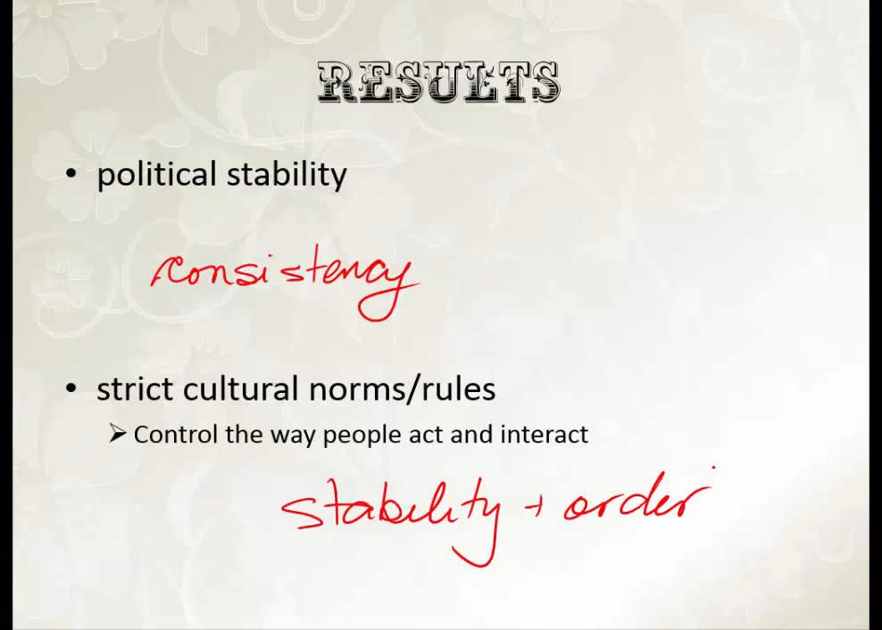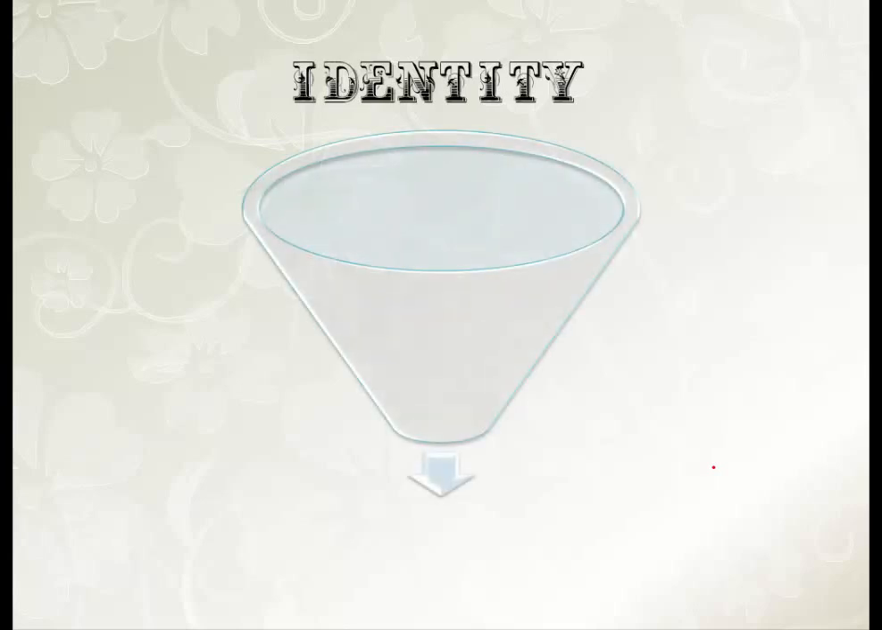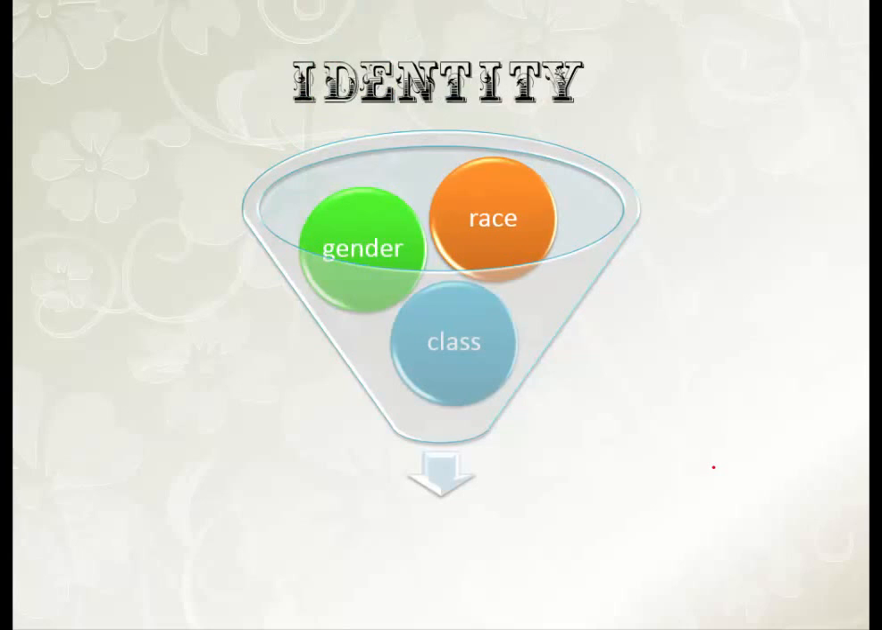For example, what you did on a daily basis and who you talked to depended on who you were. In other words, your identity. In Victorian England, your identity was made up of 3 things: your race, your gender, and your class. Whatever your combination of these 3 things, that would affect what you could do on a daily basis and in your life. Let's look at race.